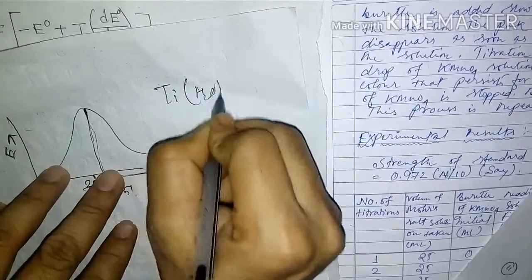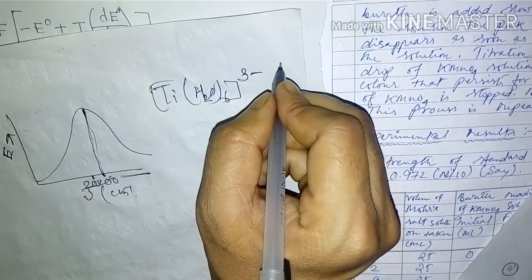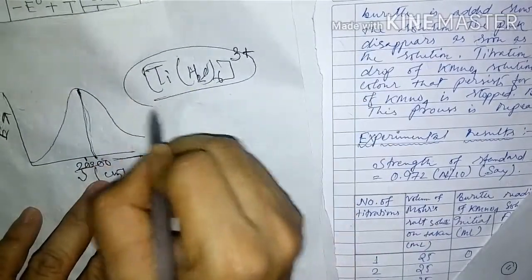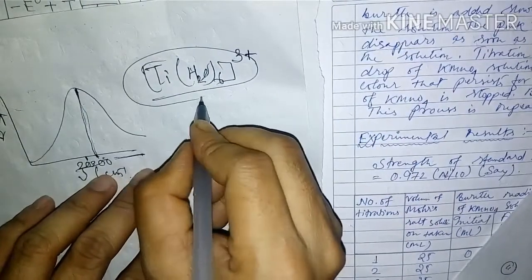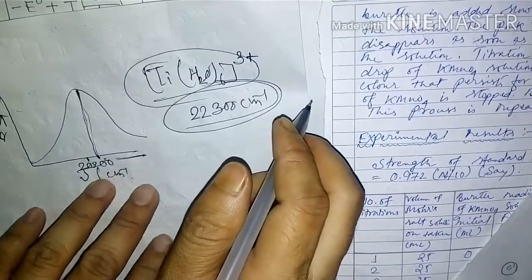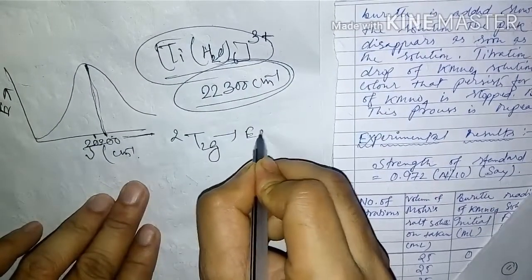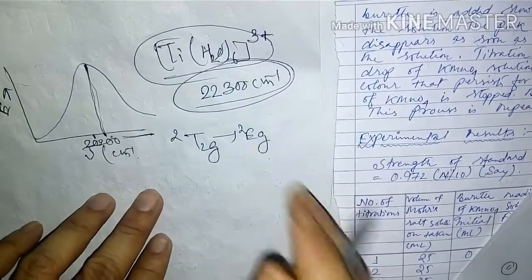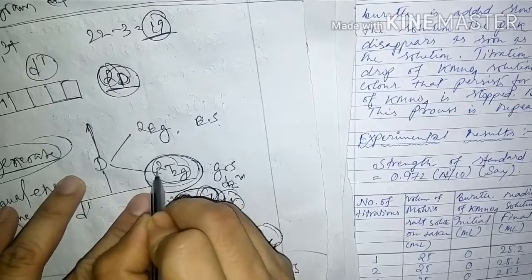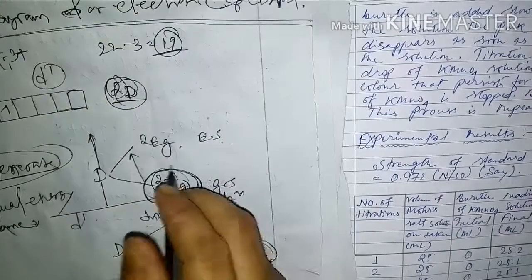This is for titanium, the complex [Ti(H2O)6]3 plus. The absorption band at 22,300 centimeter inverse is assigned to the transition from the 2T2g level to the 2Eg level. So only one transition is allowed.